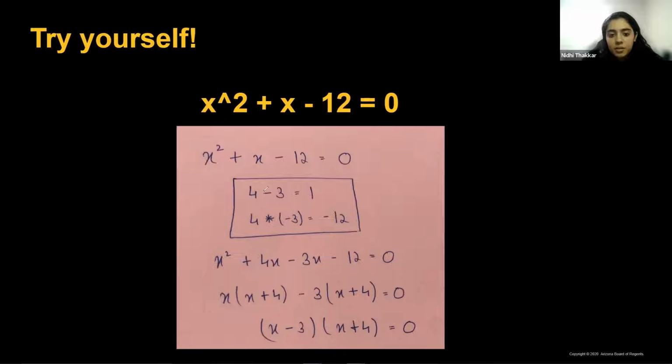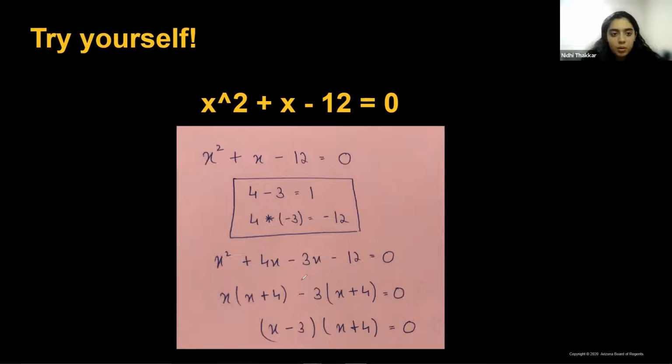We split the middle term and we factor it out. So we get x times x plus 4 minus 3 times x plus 4. We take out the x plus 4 common and we get x minus 3, x plus 4 equals 0. So x here would be equal to 3 and -4. All right.